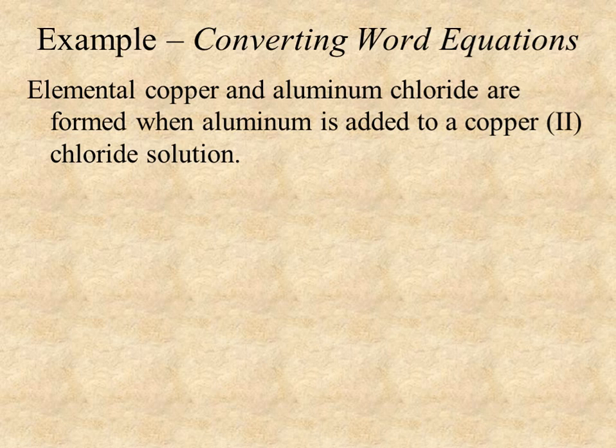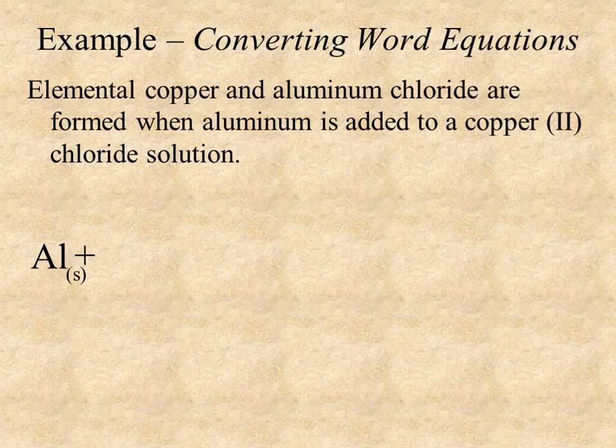Here, particularly aluminum plus copper 2 chloride solution. So writing our formulas, aluminum, element by itself, double check, is it diatomic? It's not one of those 7, so we can write Al by itself. And using what we know about aluminum from our own personal experience, as well as looking on the periodic table, we know that it's in a solid state under normal room conditions. So we put an S by it.